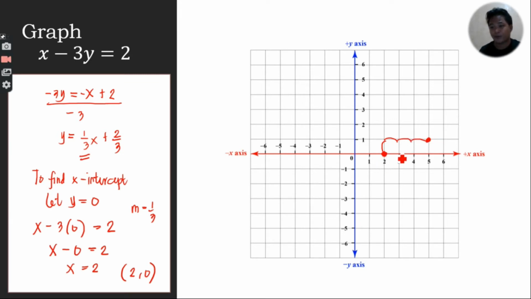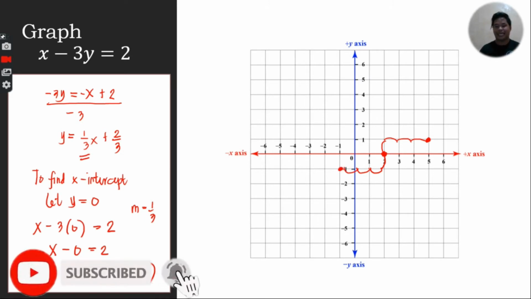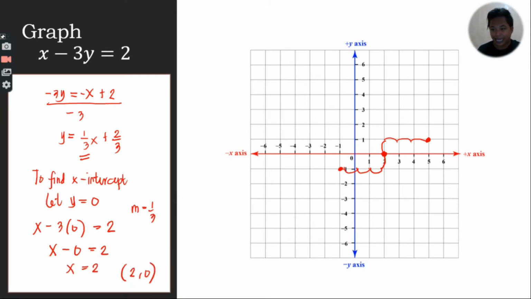Or we can find another point below, counting 1 rise or 1 fall. So since rise is above, fall is below. Fall, and count 3 runs to the left. 1, 2, 3. So this is another point. And if we're going to connect the points, our line is this. So ayan po. Nakuha po or naintindihan po ba? Very good.